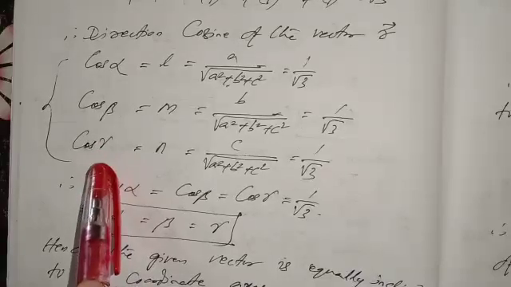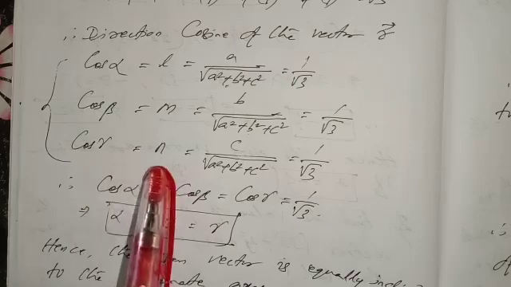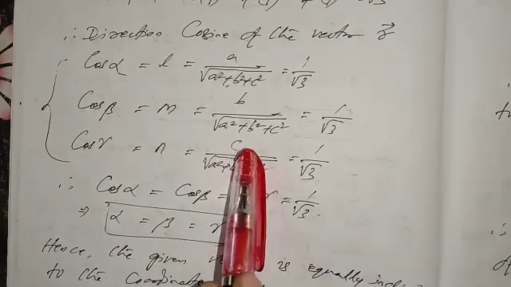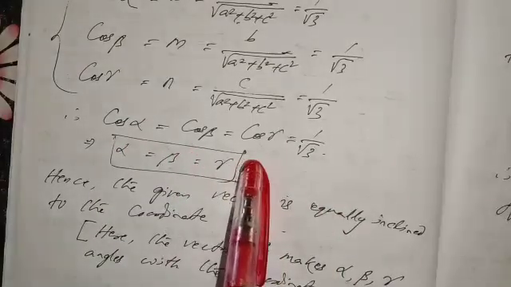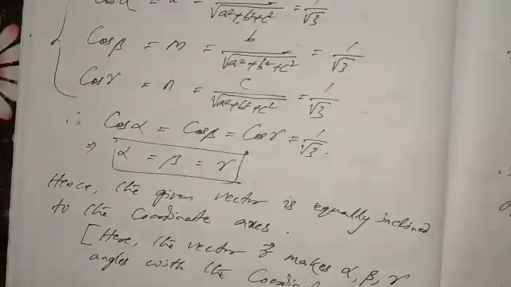Next, cos gamma. Gamma is the angle made by the vector with the z-axis, denoted by n, equal to c by root over a square plus b square plus c square. c means the coefficient of k, so c is coming 1 by root 3. In this way, all three are coming equal: cos alpha, cos beta, cos gamma are equal to 1 by root 3. Therefore, the angles are equal: alpha is equal to beta is equal to gamma.